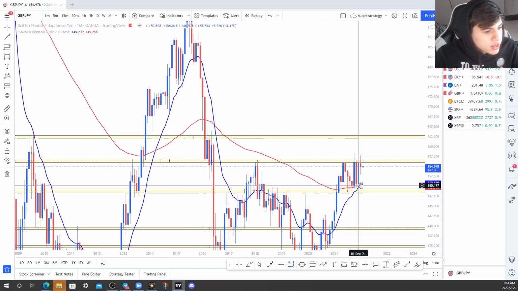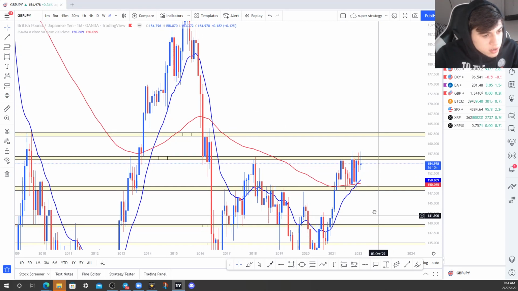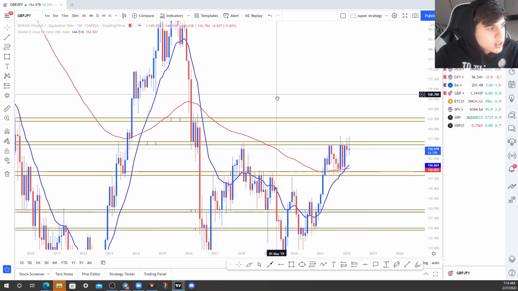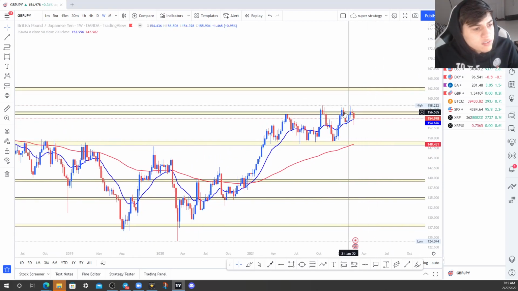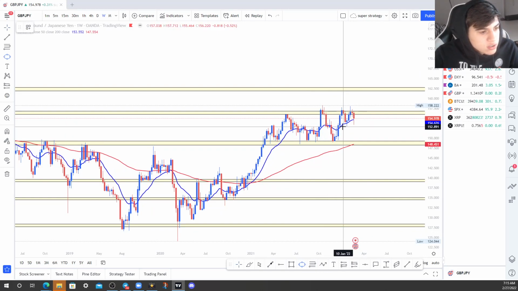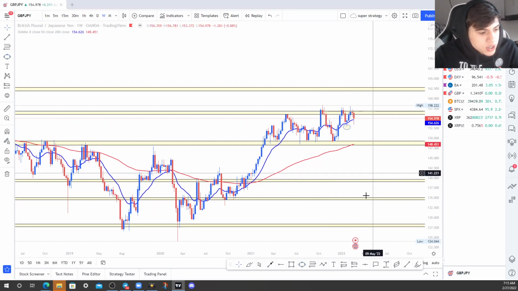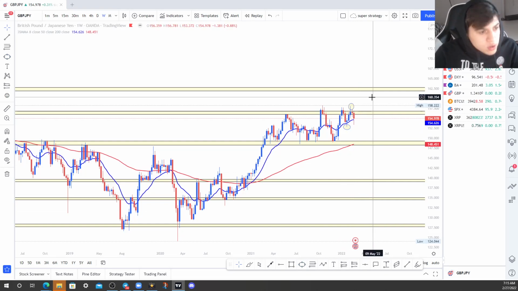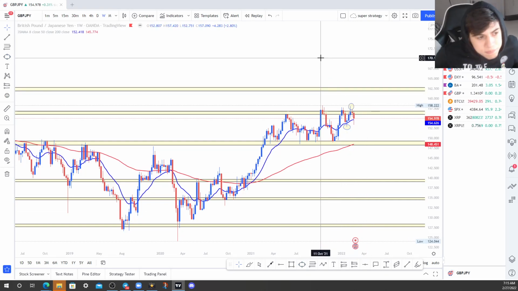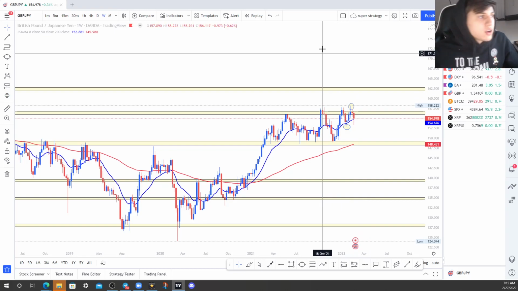If we start to break this area, we could possibly come to this area. If we start to break this area, we come to this area, and then so on and so forth. That's all I see on the monthly time frame. On the weekly time frame, we've created a triple top, but we have respected these lows. So we could have a bullish week here, as long as everything in Ukraine is looking good and nothing too crazy is happening over there. I think that we could possibly see a bullish week.